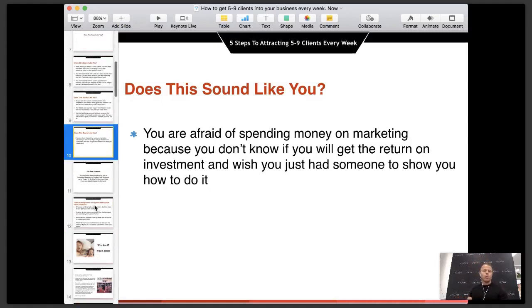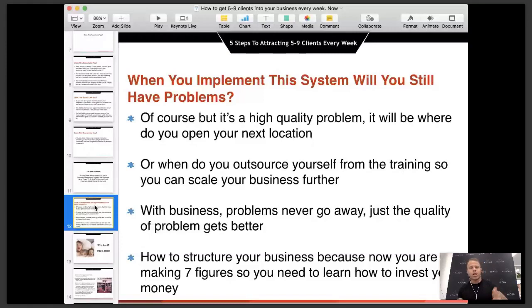But obviously, when you actually implement the system you learned today, you're going to have new problems. You're going to have better quality problems. You're going to go, oh my gosh, I need to hire new staff because my business is scaling and I can't do it all myself. Or, oh, I need to find a new location because my first business is at capacity. Or I'm actually making lots of money right now. I need to find a better wealth advisor to create wealth with all the money I'm making.